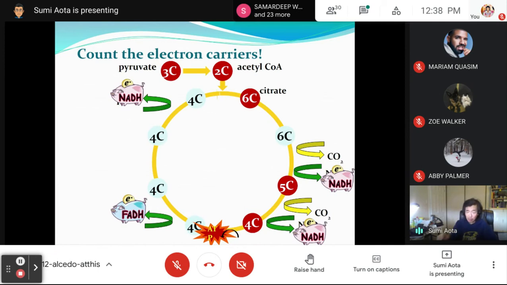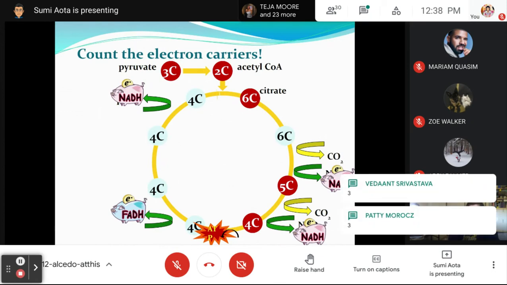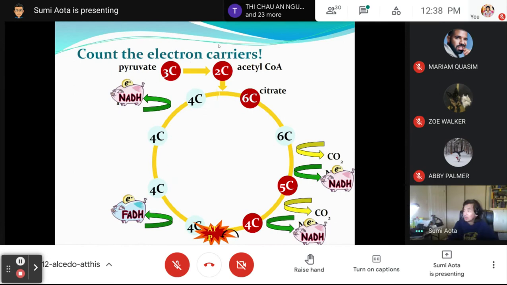Okay, so starting from pyruvate, how many NADHs will we make for one single turn of the Krebs cycle? You forgot one. There's an NADH that comes up here, right? From 3 carbon to 2 carbon is an oxidation step. So there's 1, 2, 3, 4 NADHs, 1 ATP and 1 FADH2.